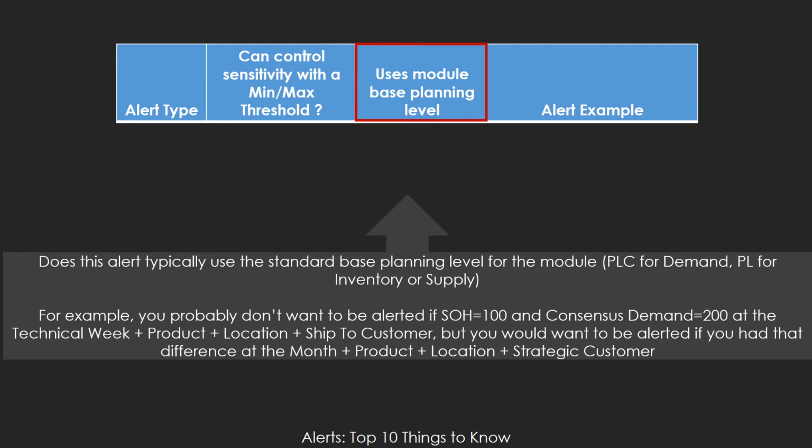Uses module-based planning level. Does this alert typically use the standard-based planning level for the module? For example, product location customer for demand, or product location for inventory or supply. You probably don't want to be alerted if SOH is 100 and consensus demand is 200 at the technical week product location shipped-to customer level, but you would want to be alerted if you had that difference at, say, the month product location strategic customer level.